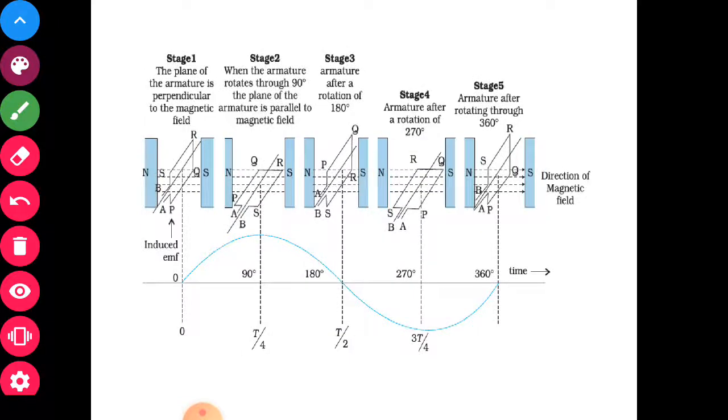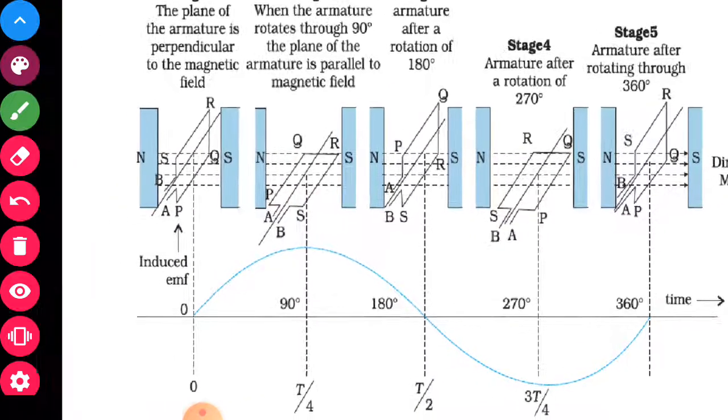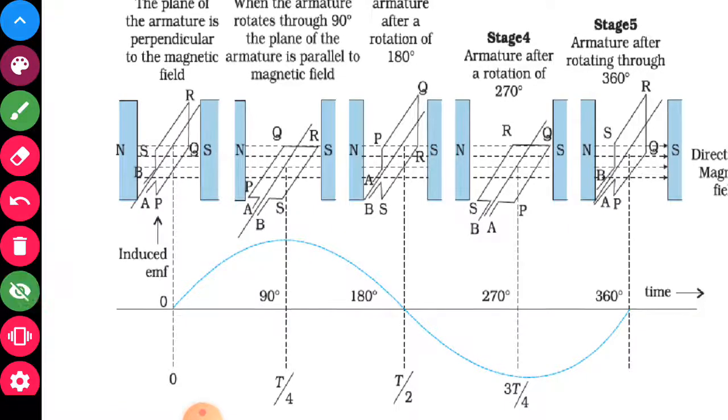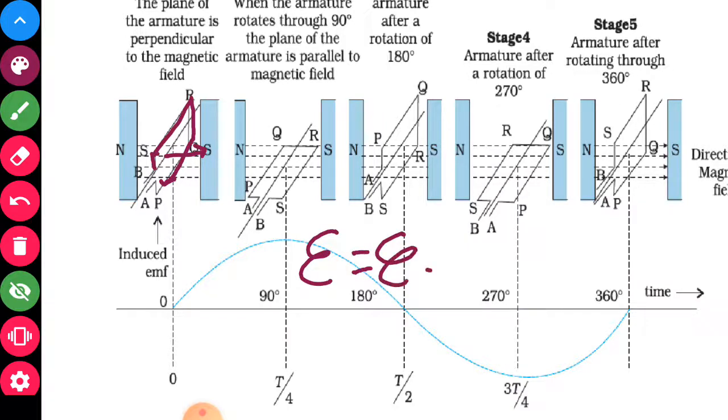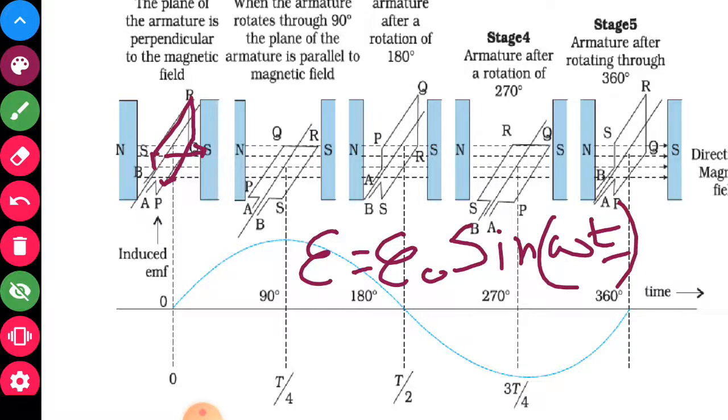Now this is the picture that is shown in the textbook. Initially the coil which I tried to explain is in this particular direction, so the area vector and magnetic field have an angle of 0 between them. So at that time the flux is maximum and the electromotive force is given by E equal to E0 sin omega t. So at t equal to 0, it becomes sin 0, the minimum value of electromotive force, that is 0.